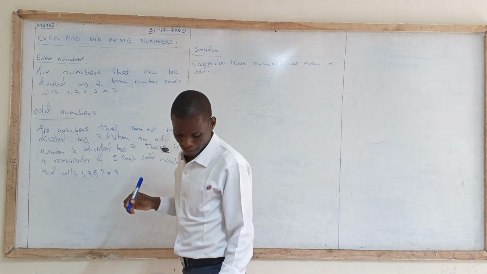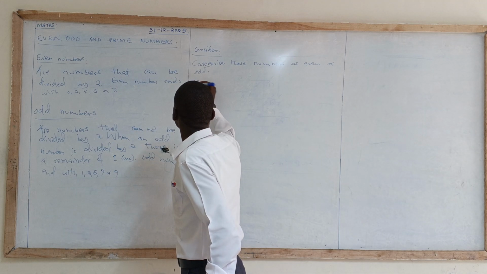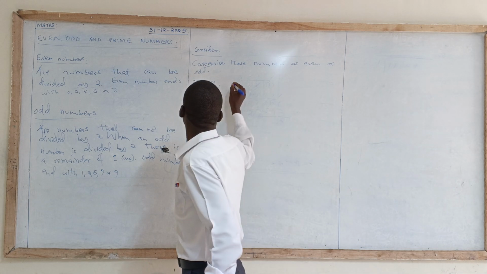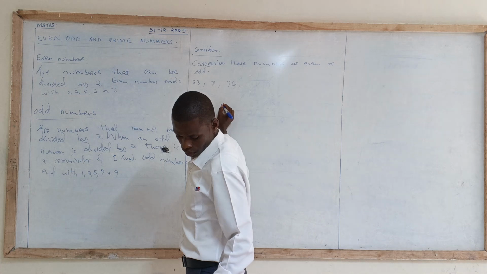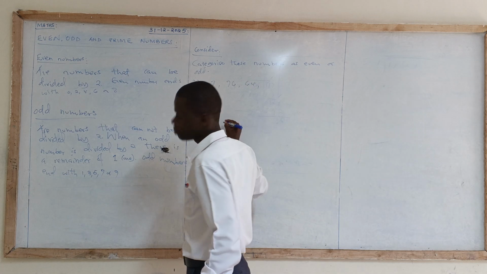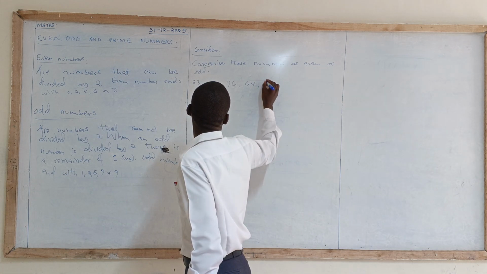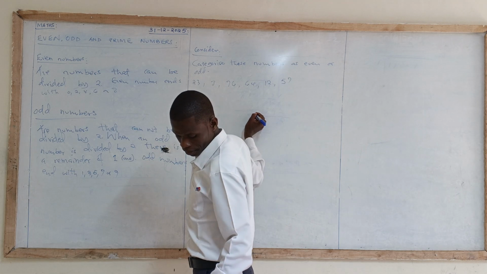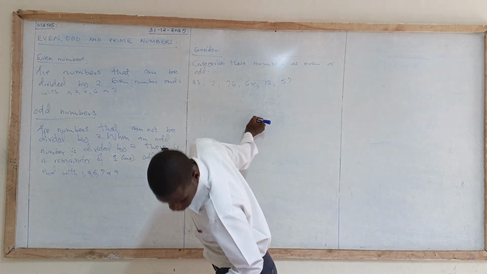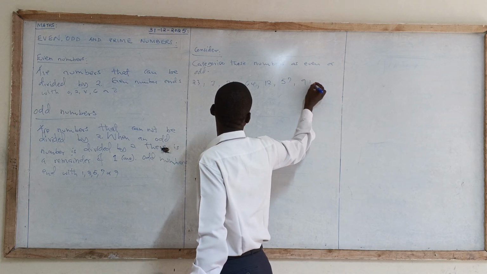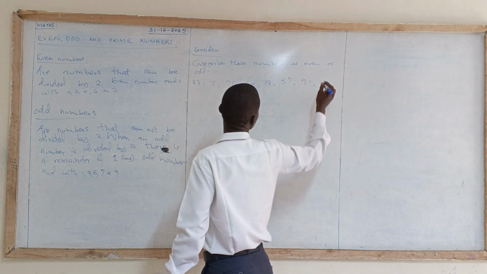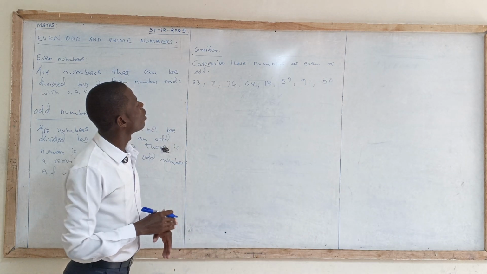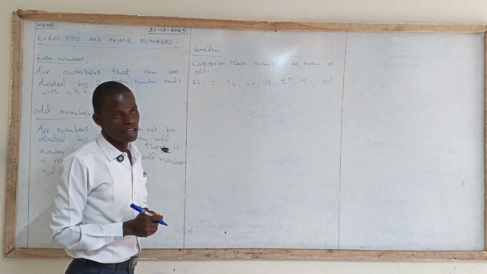So what are the numbers? We have 23, 8, 76, 64, 12, 57, 91, then we have 50. We are being told to categorize these numbers as even numbers or odd numbers.